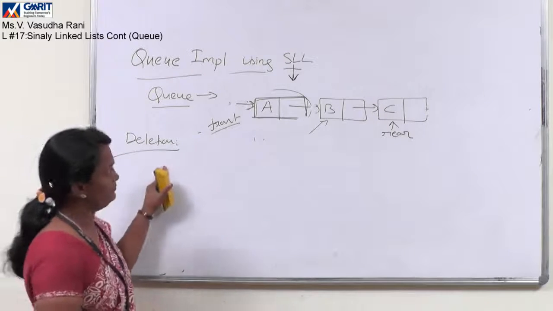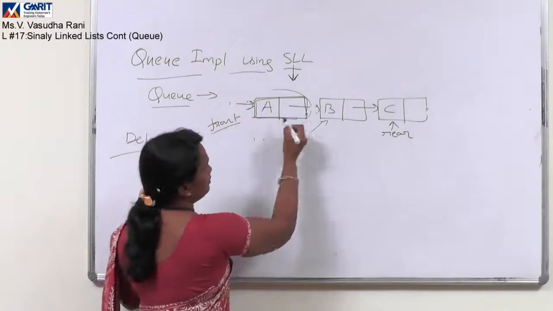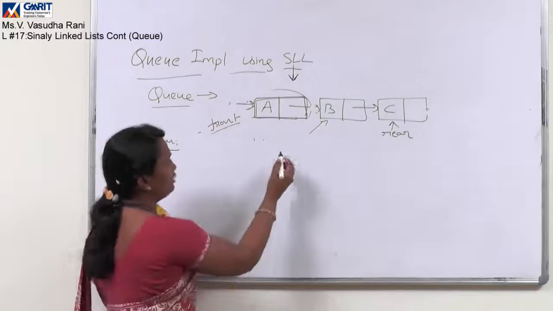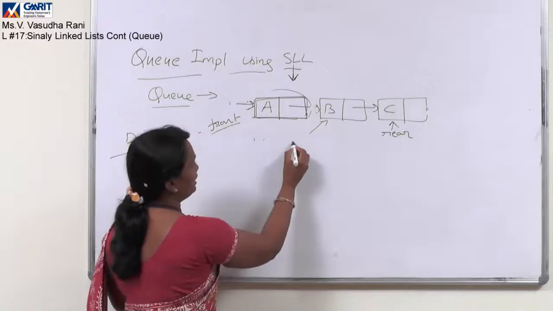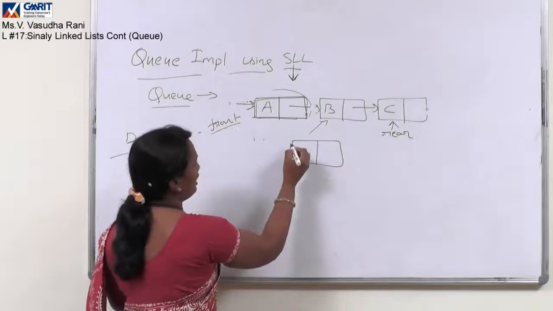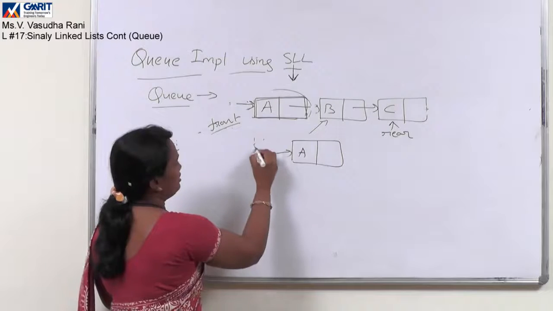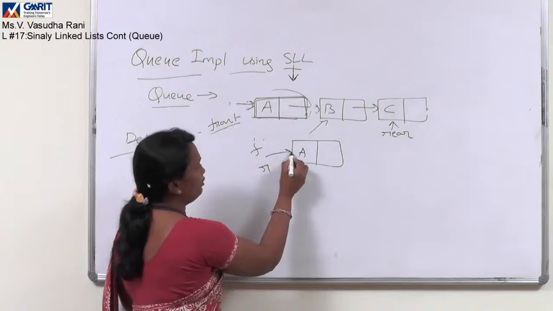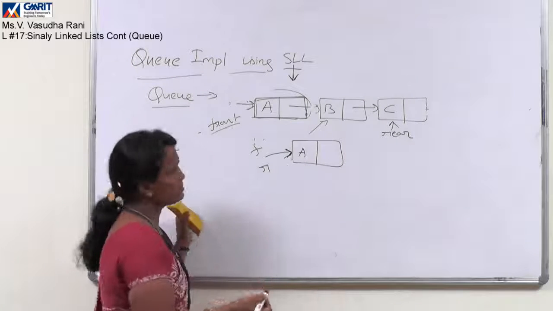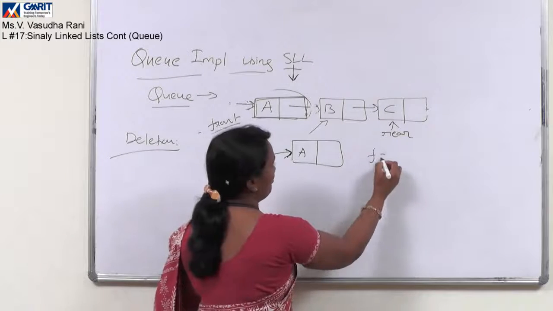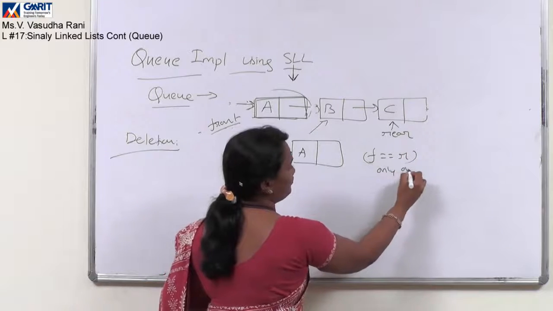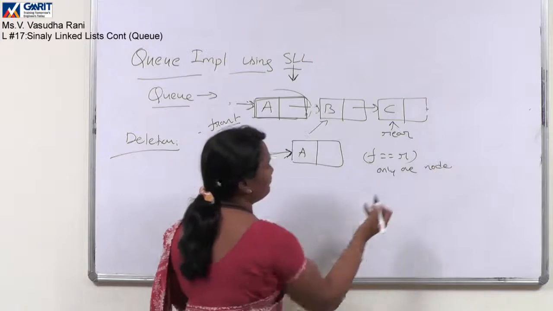Implementation of deletion. Here if you see, there are cases. If there is only one node in the queue, like only one node you have and that node is referred with front and rear. So how do you know that there is only one node in the list? Using the condition front equal to rear, you can say that only one node.